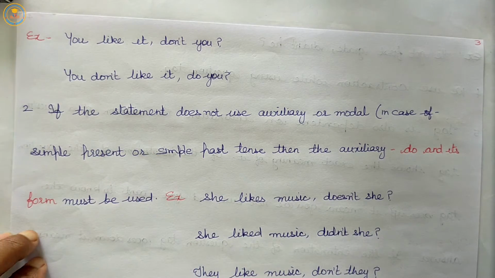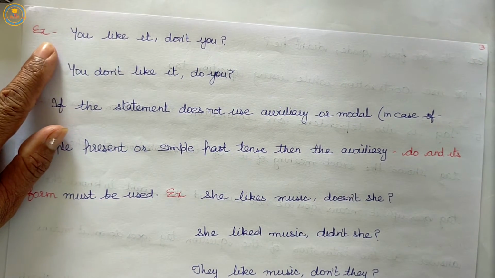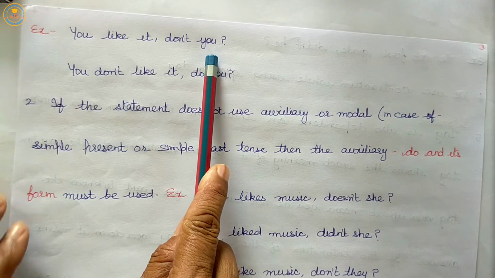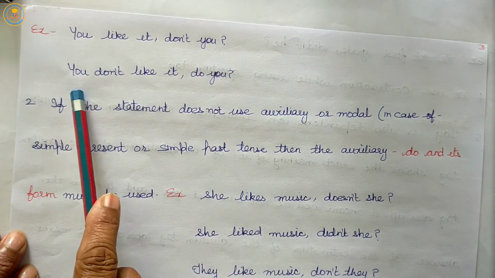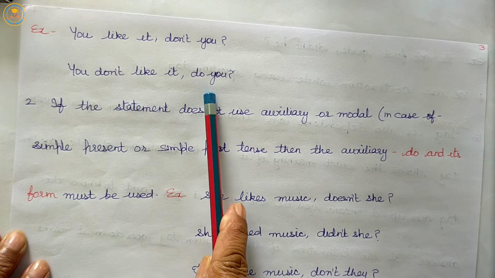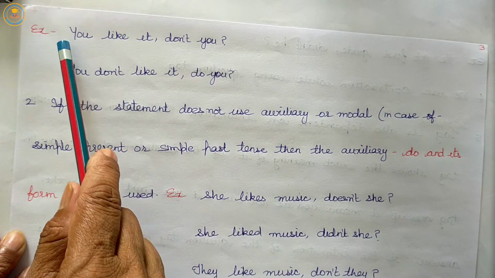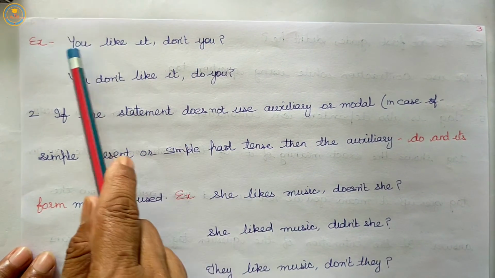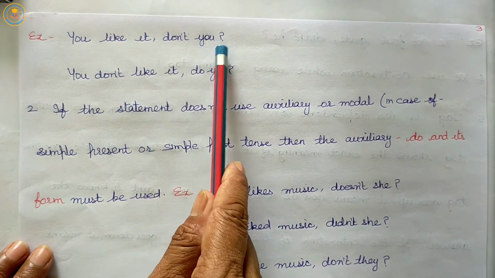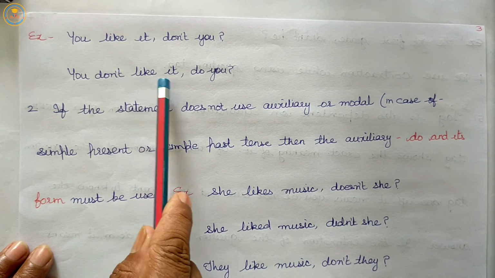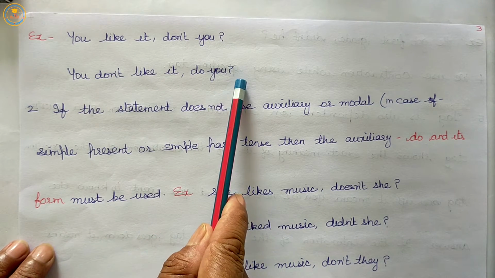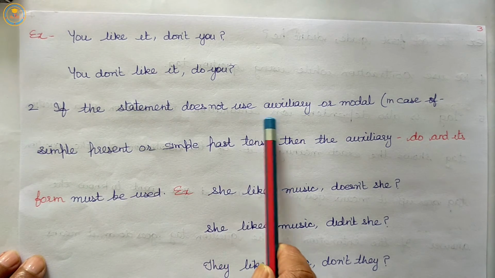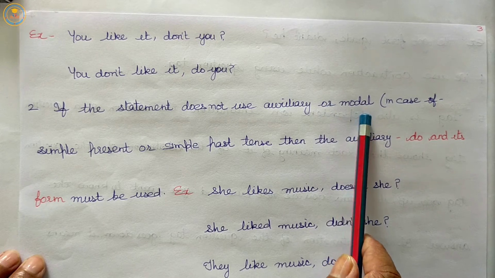So, what we read: a positive statement is followed by a negative tag, and a negative statement is followed by a positive tag. So, you like it, don't you? Question mark. You don't like it, do you? Question mark.